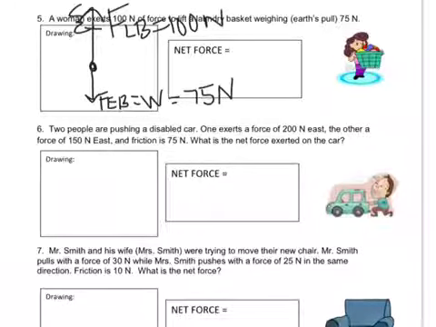Number six, two people are pushing a disabled car. One exerts a force of 200 newtons east. The other force is 150 newtons east, and friction is 75. So we have two vectors to the right, one to the left. We have Earth and the ground. So the car is not coming off the ground, so we are balanced vertically.